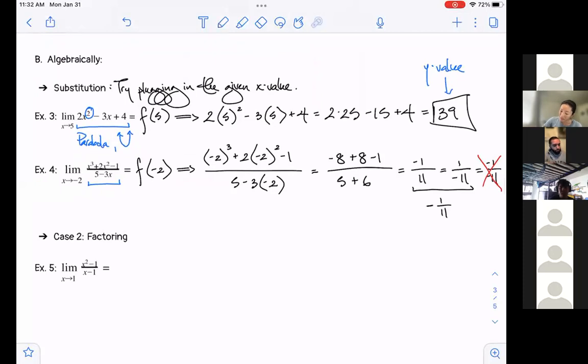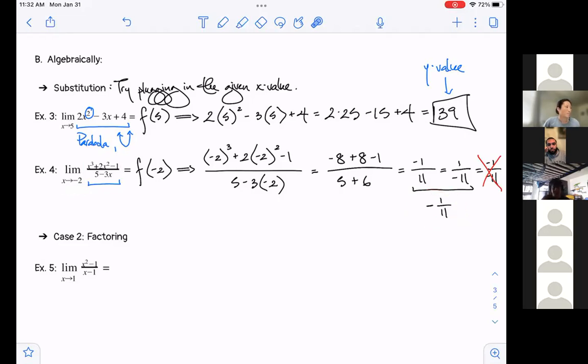All right, what does this mean? If you graph this function and you go to -2 as an x value, the y value there is going to be -1/11. Right, that's what that means.